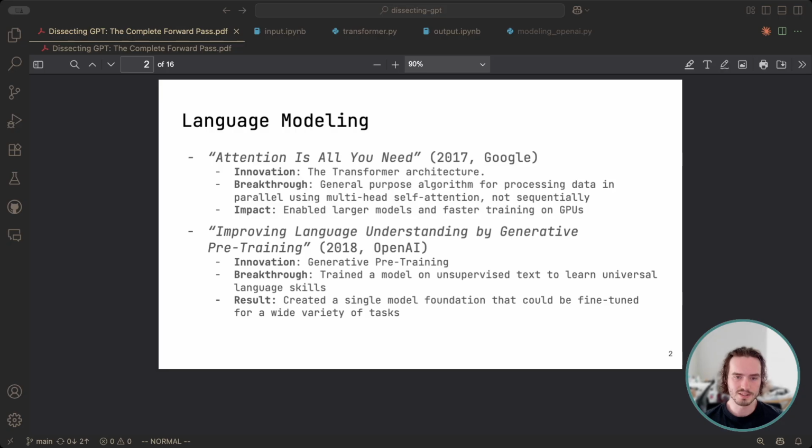The story starts in 2017 with the invention of the transformer architecture by Google, in the paper "Attention Is All You Need." The big breakthrough here was this thing called multi-head self-attention, which has proven itself to be a general purpose algorithm for sequence processing.